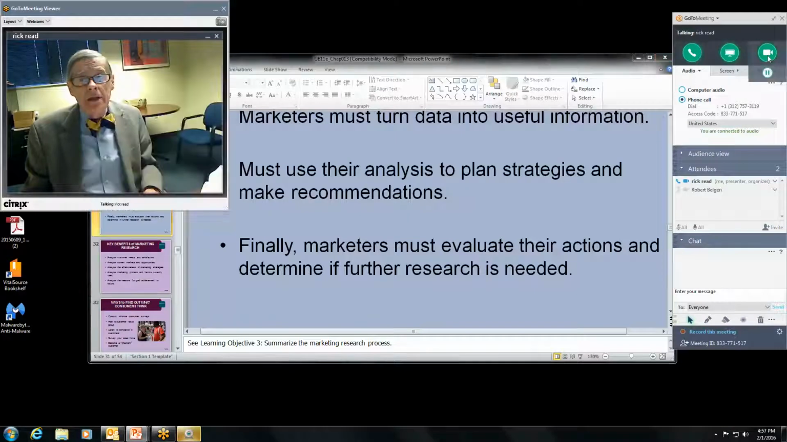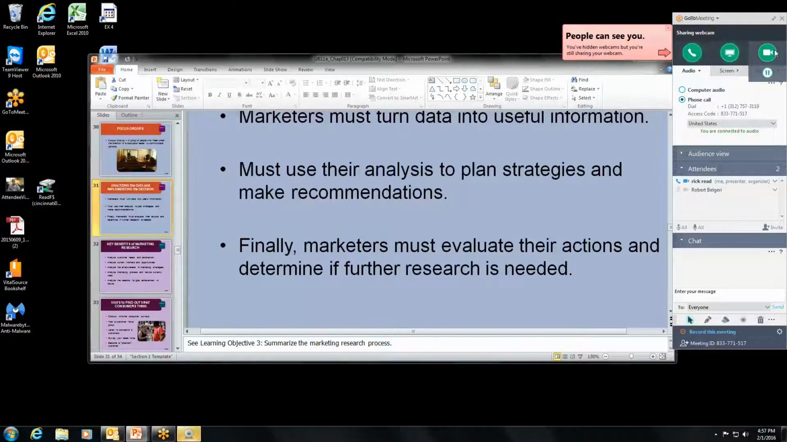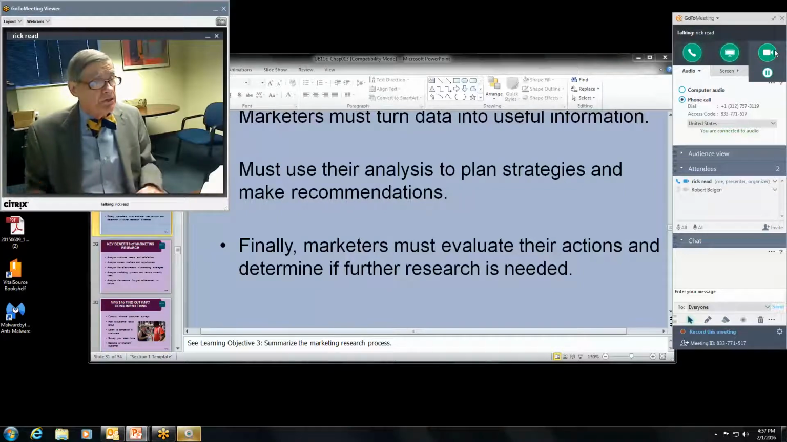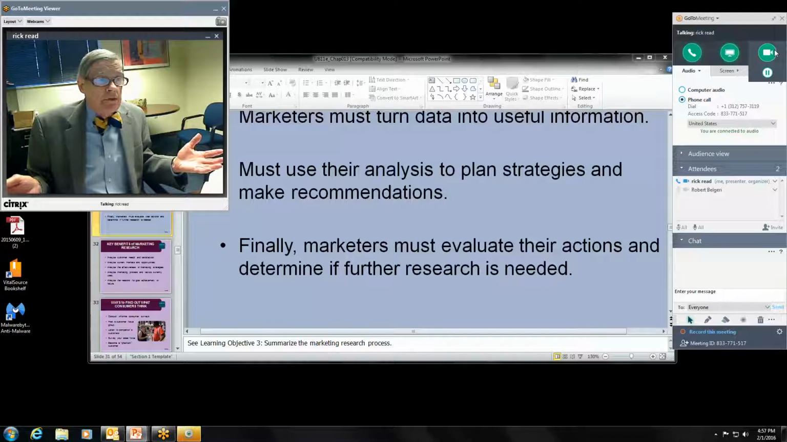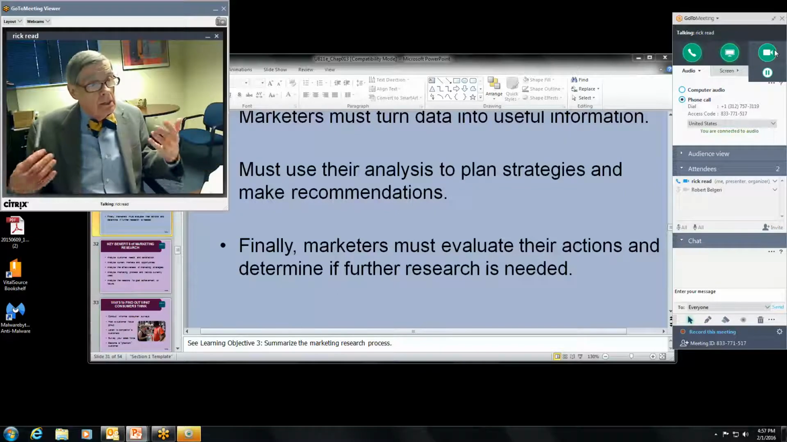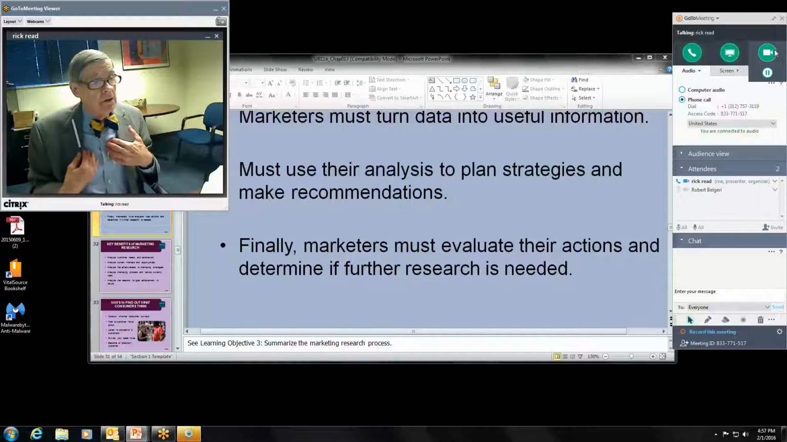Well, once you've gotten the information, you have to analyze it, plan your strategy, and then make recommendations. And then before you even do anything else, you have to go back and look at what you've done and say, okay, do I need to do something else? Have I gotten enough information? So it's one of those things that you need to do.